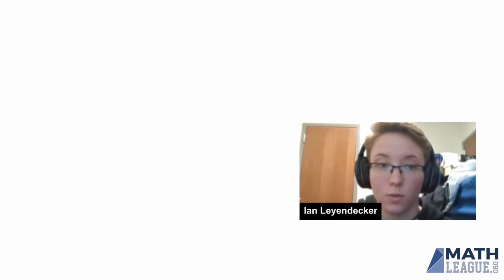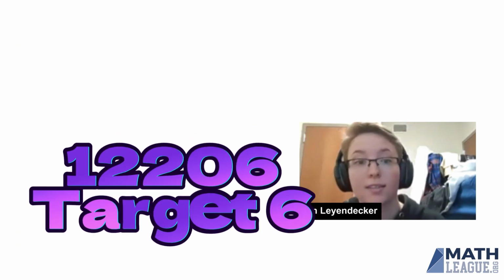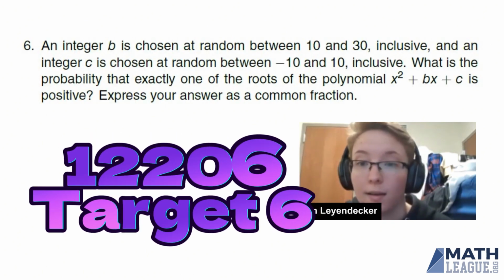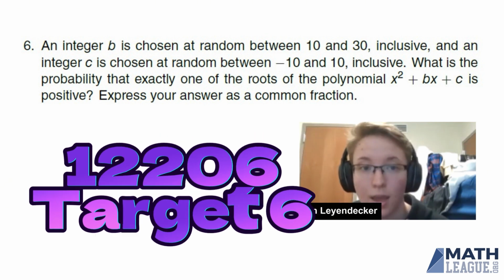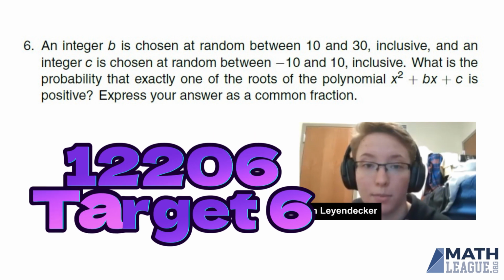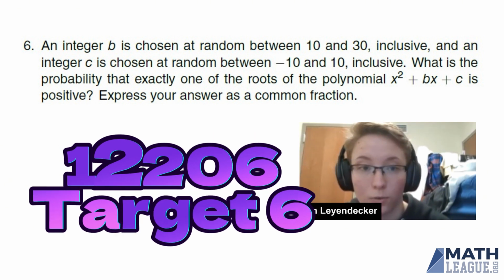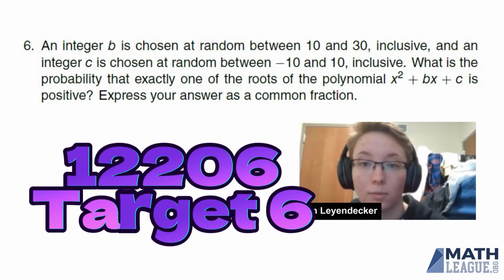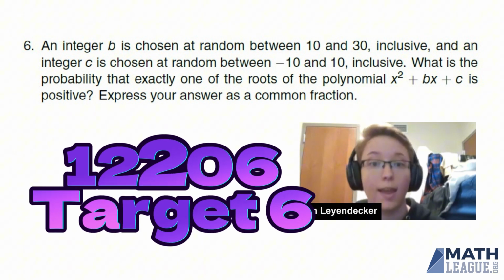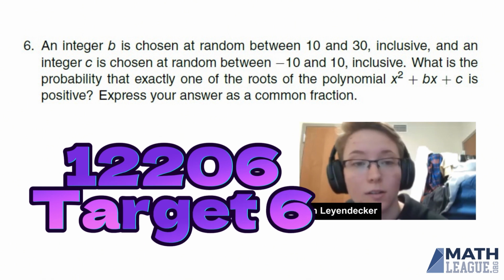Going to be sharing with you the solution to target number 6. So the problem reads, an integer b is chosen at random between 10 and 30 inclusive, and an integer c is chosen at random between -10 and 10 inclusive. What is the probability that exactly one of the roots of the polynomial x squared plus bx plus c is positive? Express your answer as a common fraction.